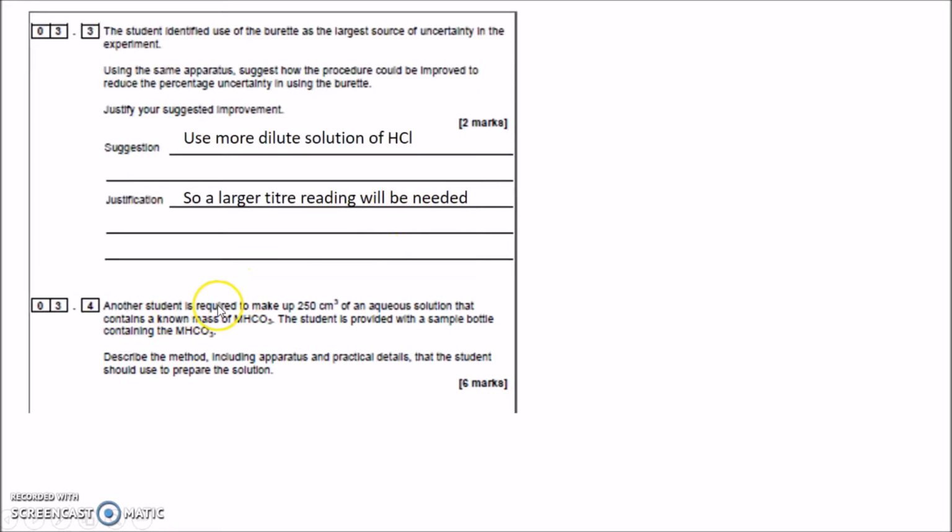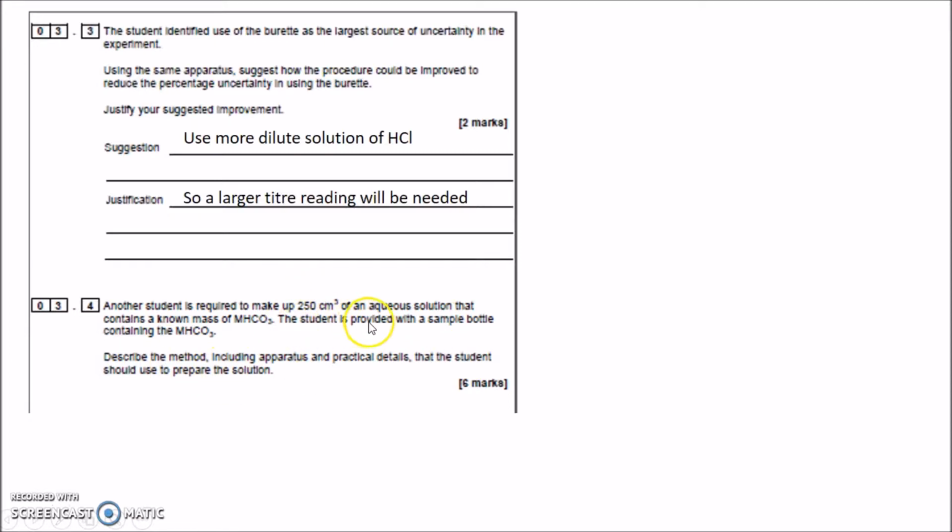Okay, another student is required to make up 250 centimeters cubed of an aqueous solution that contains a known mass of MHCO3. The student is provided with a sample bottle containing this solid. Describe the method using the apparatus and the practical details that the student should use to prepare the solution.